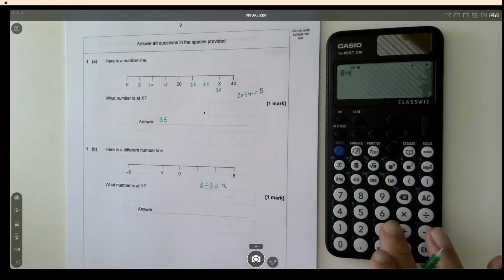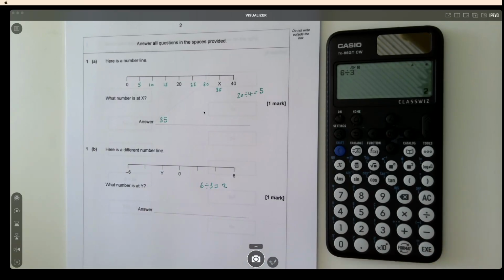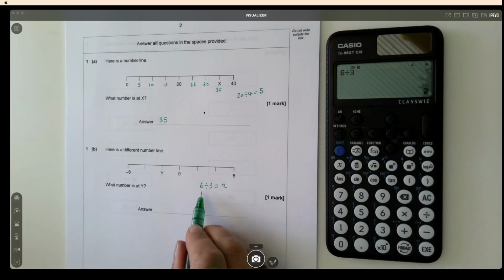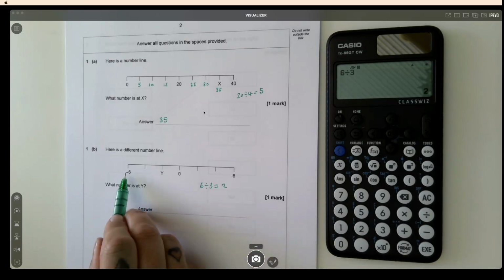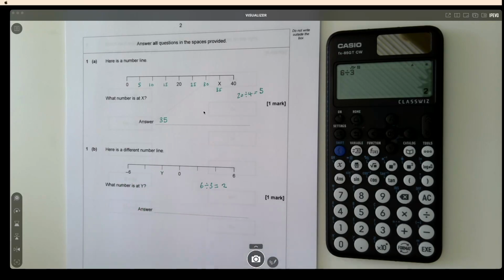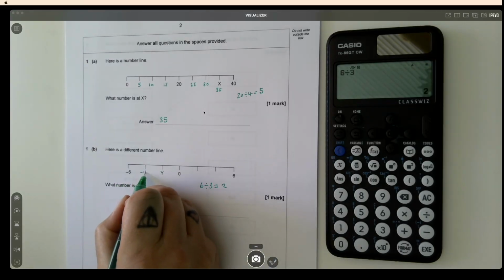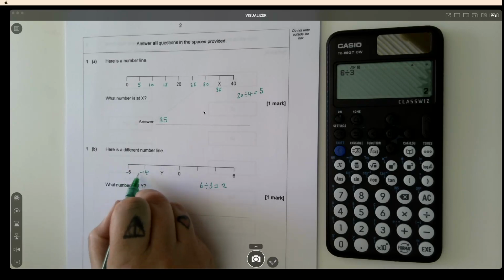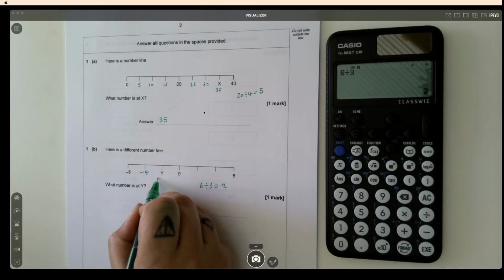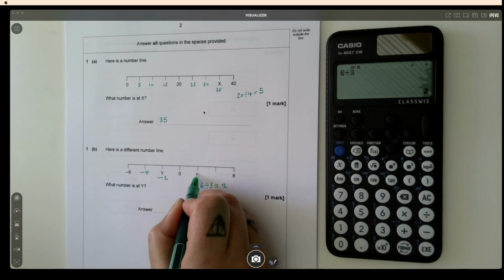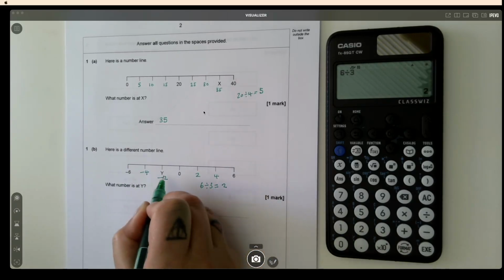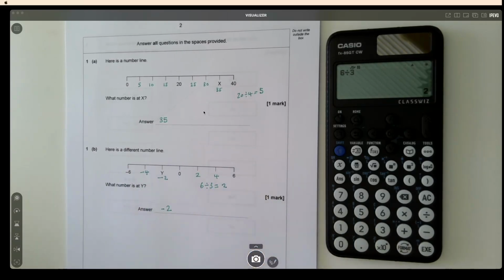Again, if you need to, double check it on your calculator. Better safe than sorry on this calculator paper. So 6 divided by 3 equals 2. So each of these intervals have gone up 2 spaces. So from -6 up 2 would be -4. This is why we need to be careful. And then from -4 we would go to -2, then 0, 2, 4 and 6. So y is at -2.